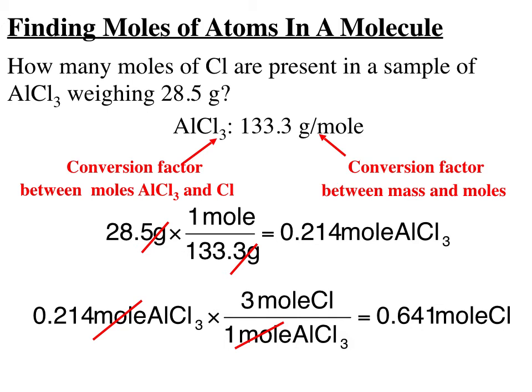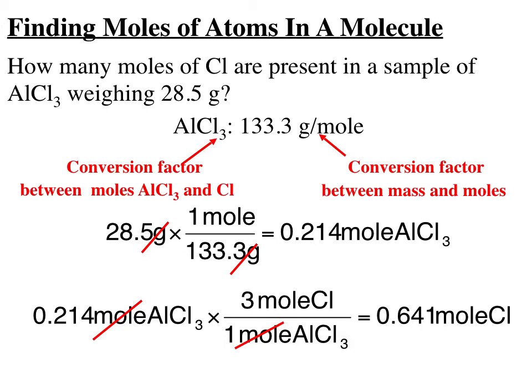So I take my, lining that conversion factor up correctly, put the mass on the bottom, put the moles on the top. I divide by the molar mass, as the dimensional analysis tells me to do. So I take 28.5 times 1, divide by 133.3, and I find out that I had present 0.214 moles of AlCl3. Now that I know this, that's not the end of the question.